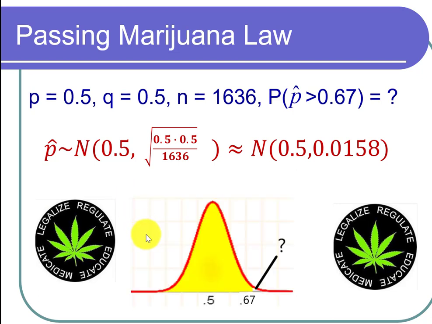So here's a picture. Notice that we have a normal distribution. The mean is 0.5. And we want the probability that P hat is greater than 0.67. So over here to the very far right, that's what we want the area of. So I put a question mark for that area because that's what we want. And now to find that, let's go to our calculator.